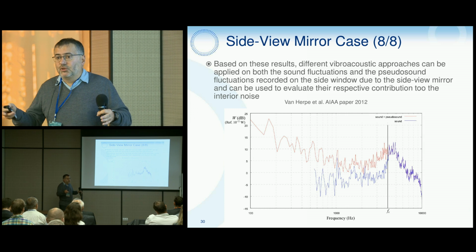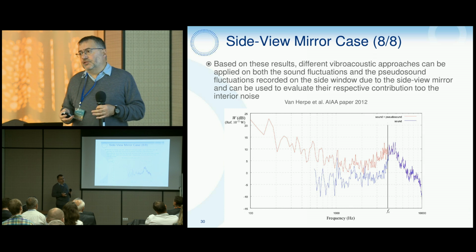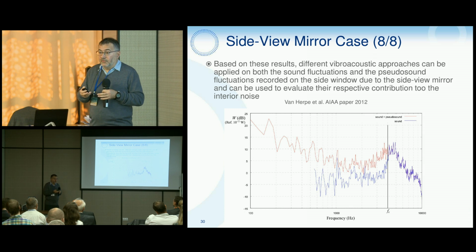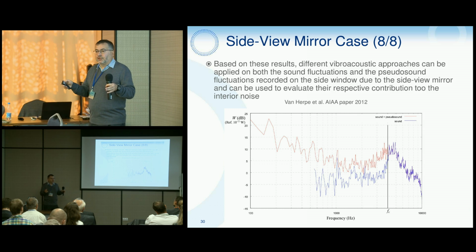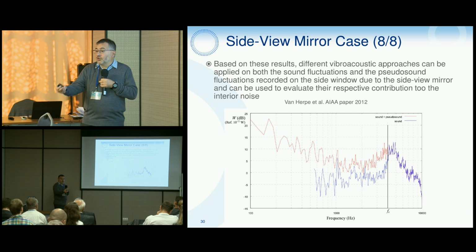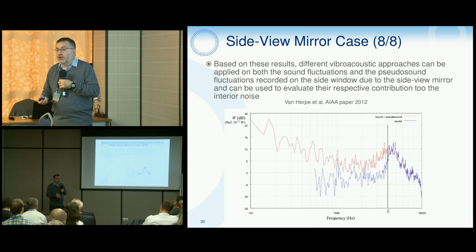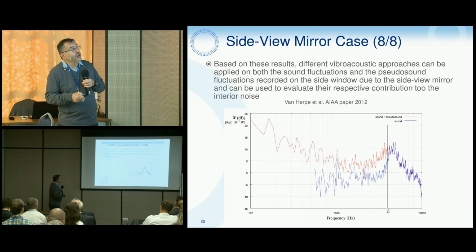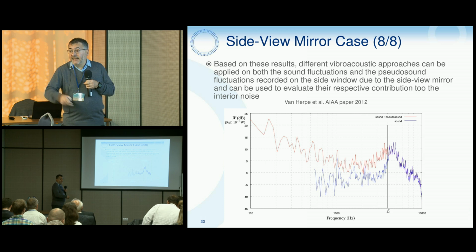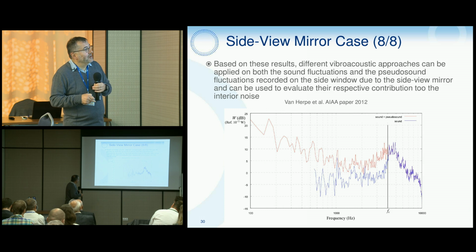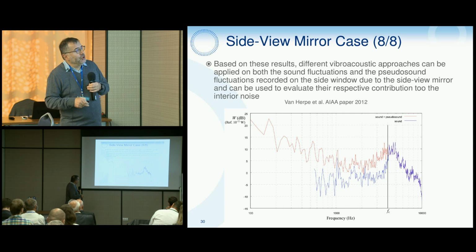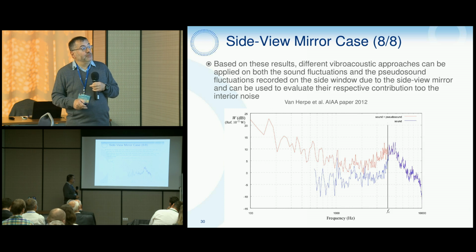In fact, based on this result, as you can separate the two sources of fluctuation, pseudo sound and sound, you can apply for each kind of fluctuation the right, adapted vibroacoustic method, and here you can see the noise level in the car. We imagine it's in the car. Due to the pseudo sound in red, and due to the sound, the acoustic fluctuation, in blue.